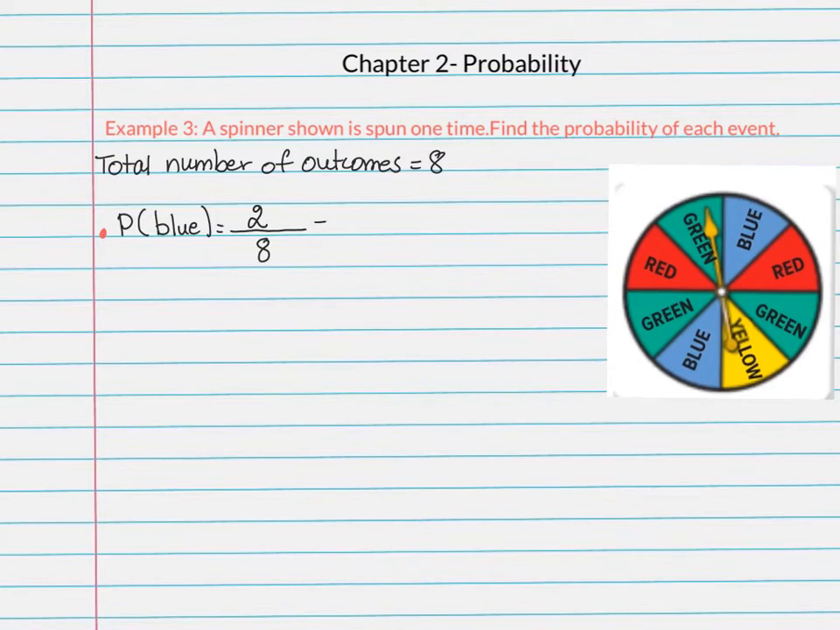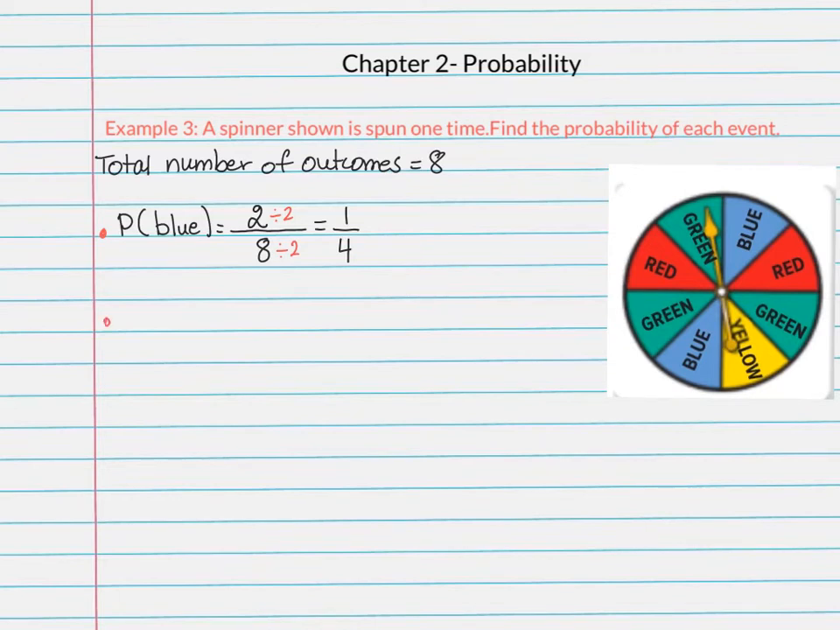So if we simplify it more, the answer will be 1 over 4. How do we simplify it? Divide by 2 here, divide by 2. So the probability of getting a blue color is 1 over 4.